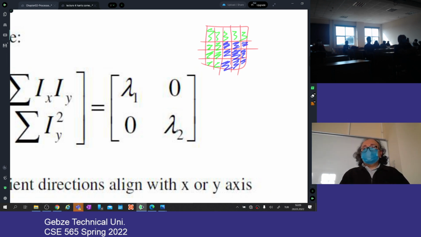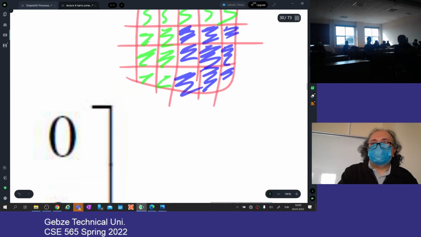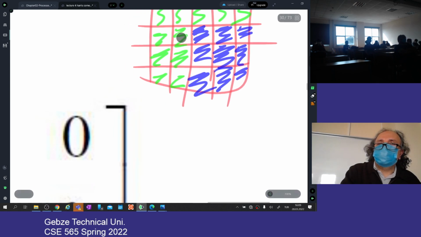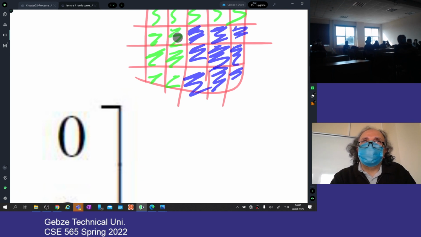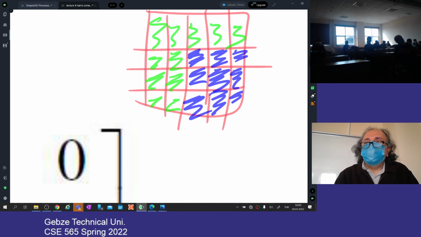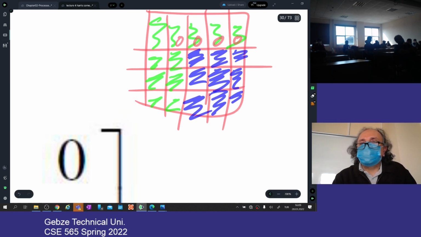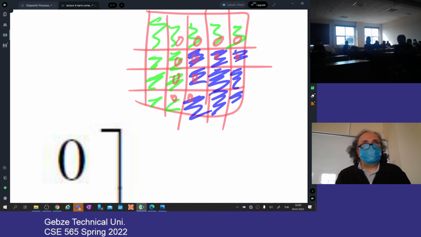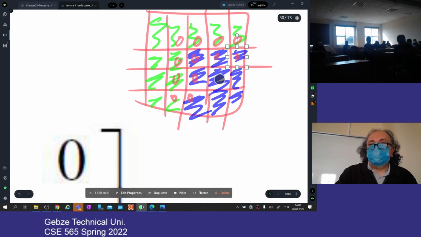If I take the derivatives with respect to x, and if I take the derivatives with respect to y, for this point, for example, the derivative with respect to y will be what? This one. The derivative with respect to y will be 0, exactly. But the derivative with respect to x will be non-zero, right? Because there is a change. How about this one? The derivative with respect to x will be 0, but the derivative with respect to y will not be 0. So for some pixels, like this one, this one, this one, their derivatives in either x or y dimensions are non-zero. But for the others, like these regions, all the derivatives are 0.